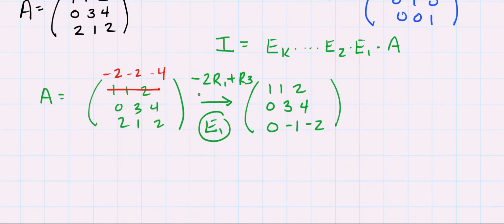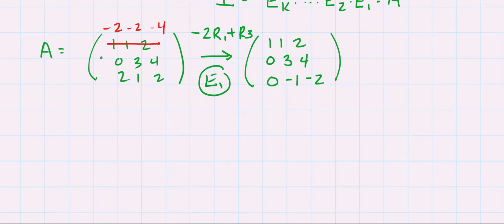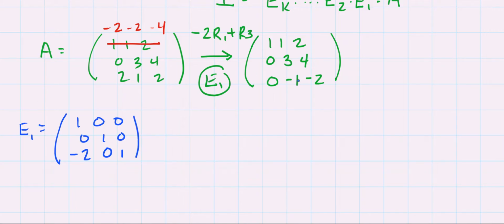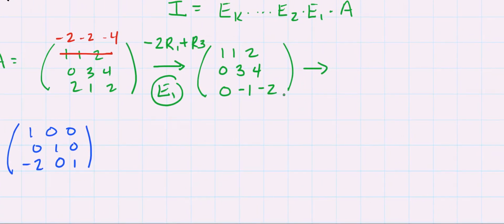And over here on the side, I'm going to write out what E sub 1 is, this elementary matrix, because I'm going to have several of them and I don't want to get confused. So I took negative 2 times row 1 and I added it to row 3. So this is E sub 1.